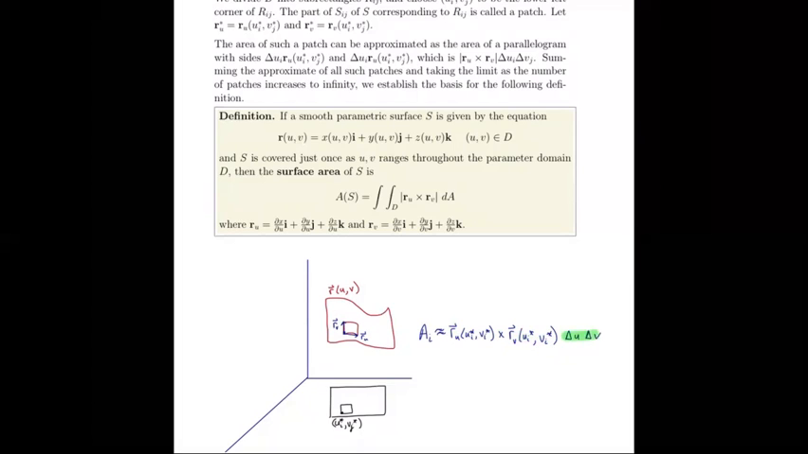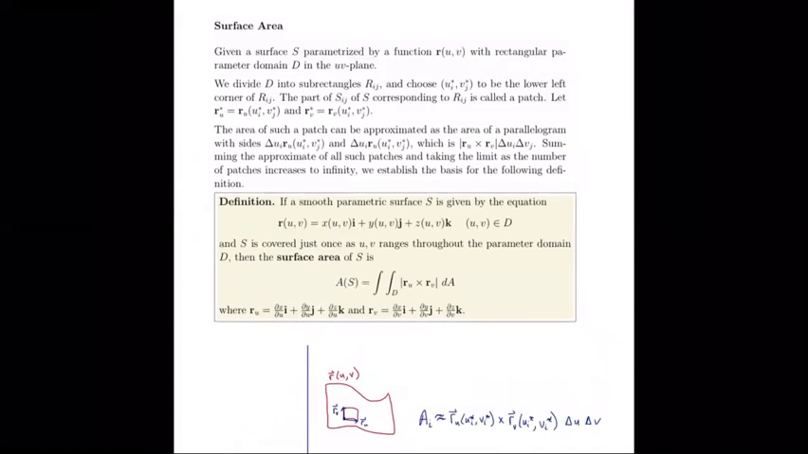Delta u and delta v are constants, scalars, so they've been factored out of our cross product, just to make it look a little bit more like the formula that we arrive at. So we see above in the exposition that the area of one of these patches is approximated by the parallelogram that has side vectors delta u r sub u and delta u r sub v.